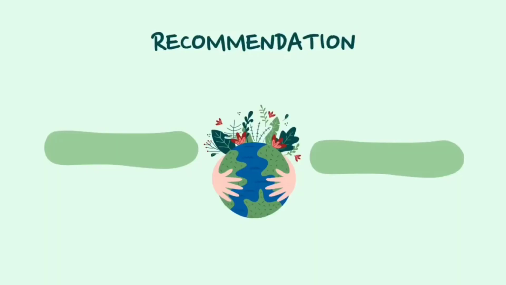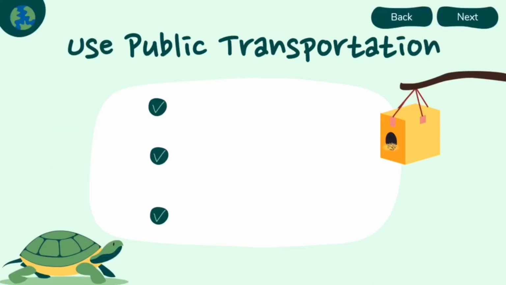There are a few recommendations on how we can avoid or reduce risk from outdoor air pollution and indoor air pollution. First is for outdoor air pollution. Use public transportation. Use public modes of transportation such as bus, shared ride, or if it is just a stone's throw away from our home, we can walk or cycle.